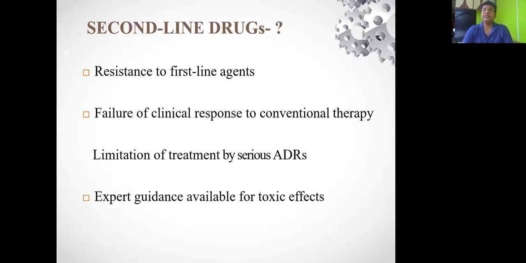And the third issue is whenever the first line drugs result in development of serious ADRs, which force the patients to discontinue these drugs; that is one area where we are going to use the second line drugs. And apart from that, if there is expert guidance available for the toxic effects of these drugs, then we are going to use the second line drugs. So these are the various reasons when we are going to introduce the second line: resistance to the primary drugs, clinical failure with the first line drugs, and the first line drugs resulting in development of serious ADRs.